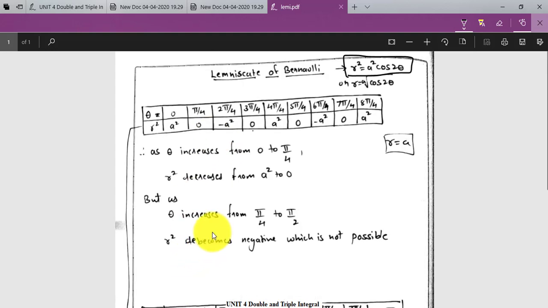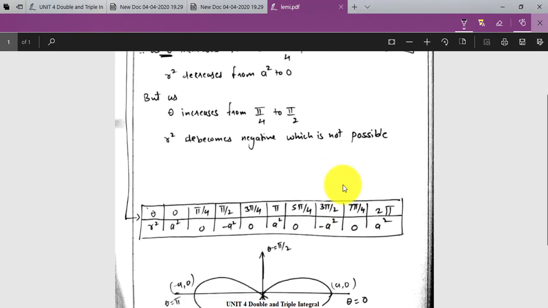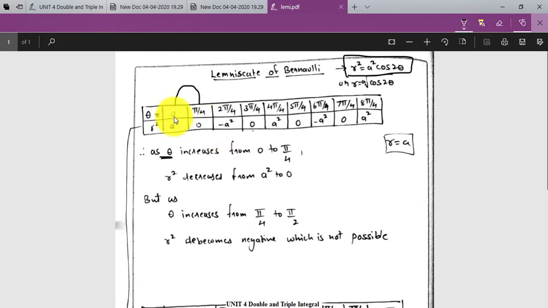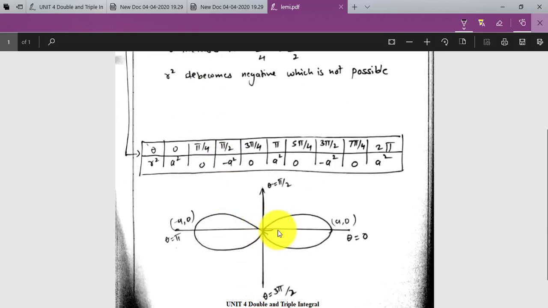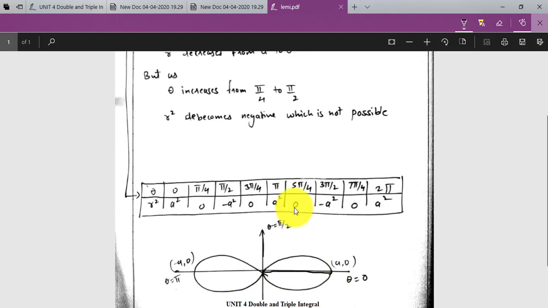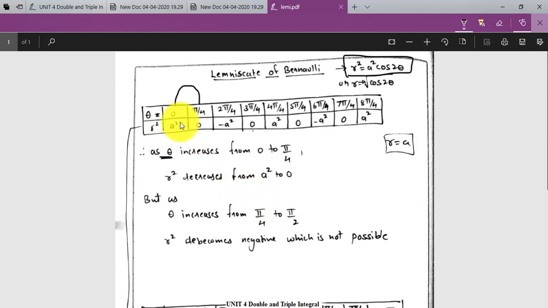Now see how to plot a rough sketch for this also. See what the value of theta is. Since theta increases, I'll go to the graph. So first take the value of theta as 0. So here my angle, theta is 0. Then what is the value of r? That is a square.